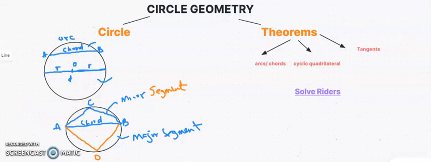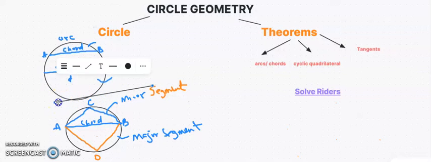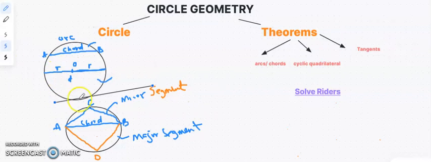Finally, we talk about a tangent. A tangent is a line drawn to a circle and touching the circle at a single point. This line is drawn to the circle and touches the circle at a single point. At this point, let's call the point, let's say point E. A line drawn to a circle and touching the circle at a single point, we refer to it as the tangent to the circle.